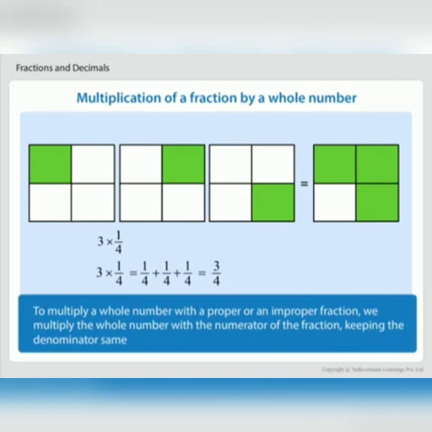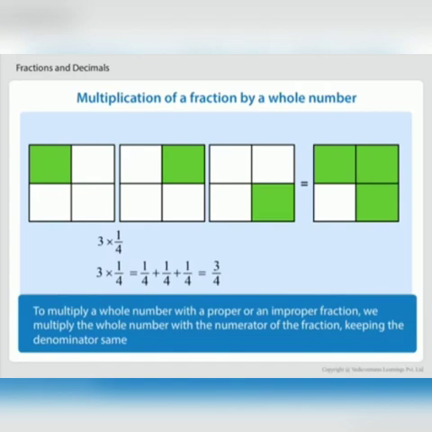So we say that to multiply a whole number with a proper or an improper fraction, we multiply the whole number with the numerator of the fraction, keeping the denominator the same. So this is about how to multiply a fraction by a whole number.